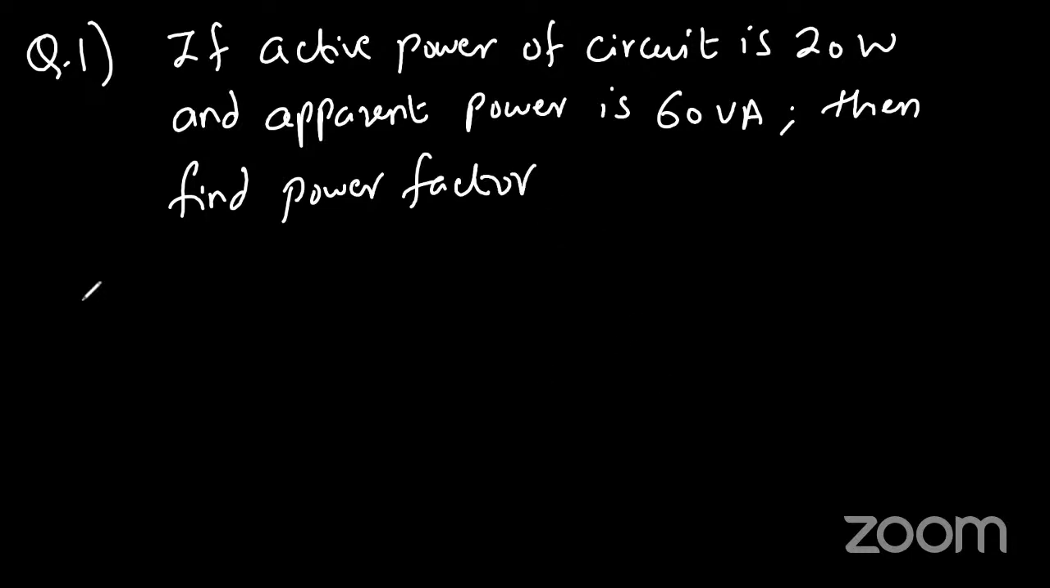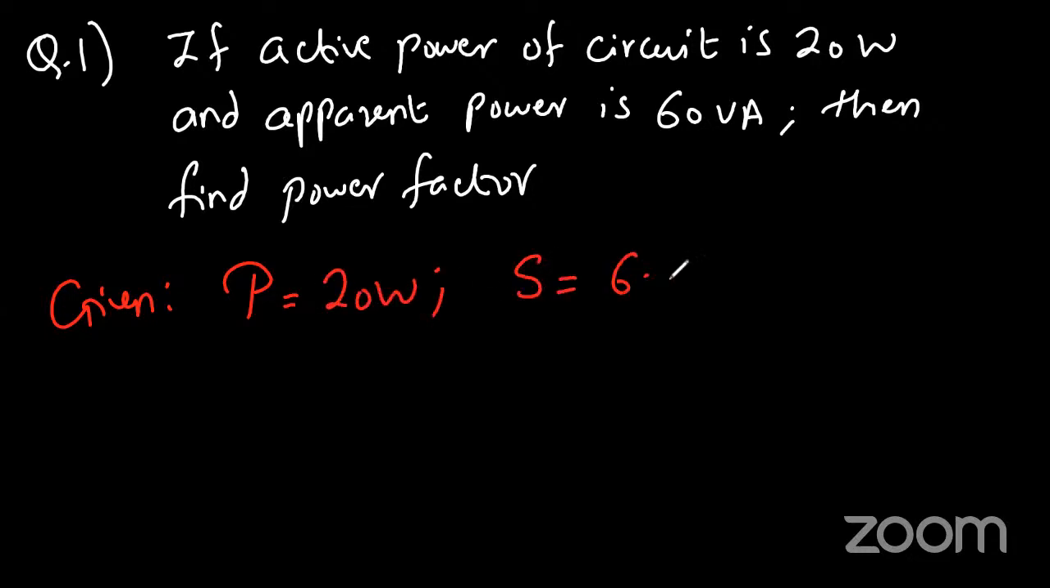So यहाँ पे given क्या है? So what is the given? That is the active power. Capital P कितना दिया? 20 watt. And the apparent power कितना दिया? 60 VA. And what we need to find? We need to find the power factor. Sure. Use your logic, use a calci, and just tell me what is the power factor.